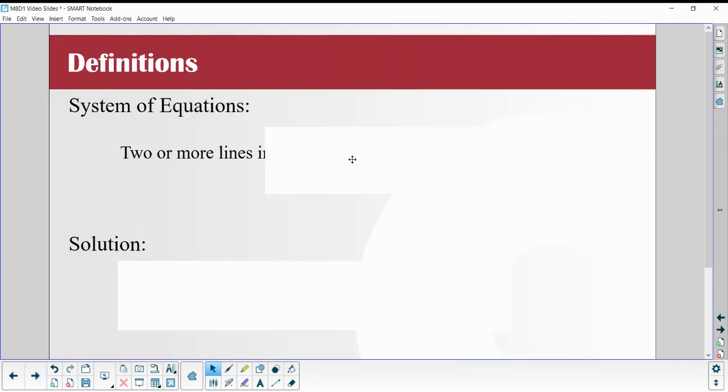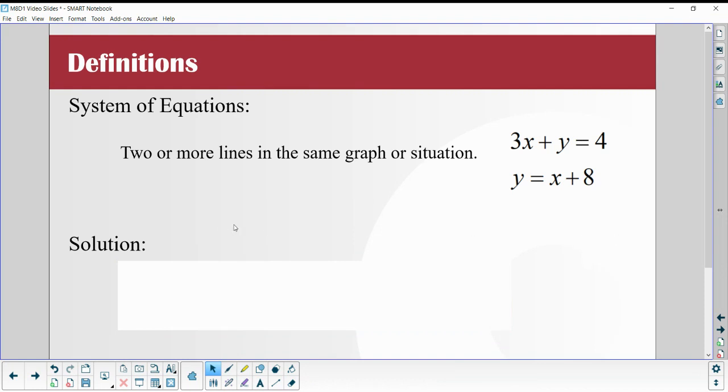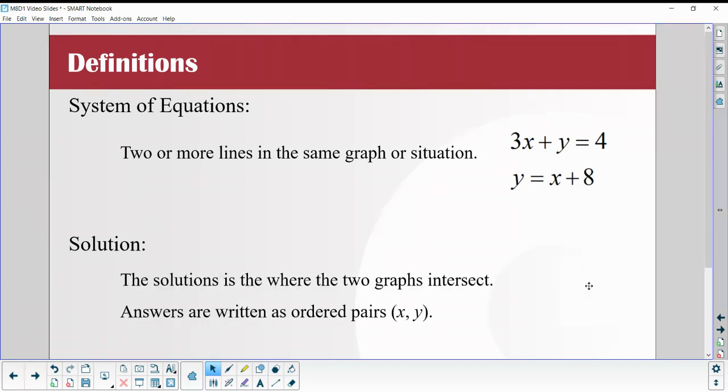So just as a reminder, a system of equations is two or more lines in the same graph or situation. This would be an example of two equations together that you could graph and look for the intersection of. The example we did in class about you and your friend going to Spain is a situation where you can find when you are having a common point. The solution is always going to be the place where the two graphs intersect. The answer is always written as an ordered pair. So make sure you have x comma y. All right? So let's take a look at a couple.